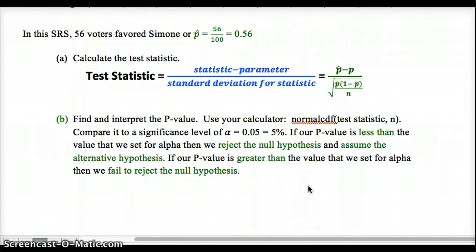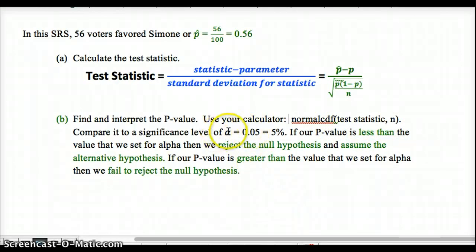So your goal is to calculate the test statistic, the statistic minus the parameter over the standard deviation, using this formula: p hat minus p over the standard deviation of the statistic, which is the square root of p hat times 1 minus p hat over n. And actually, correction, that standard deviation should be in terms of the parameter, not p hat. So that should be the standard deviation you use as the bottom. So calculate the test statistic. Use your calculator, normal CDF, the test statistic you get, and n. Remember, n is our sample size, which was 100.